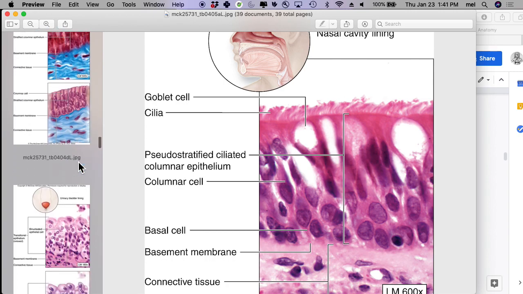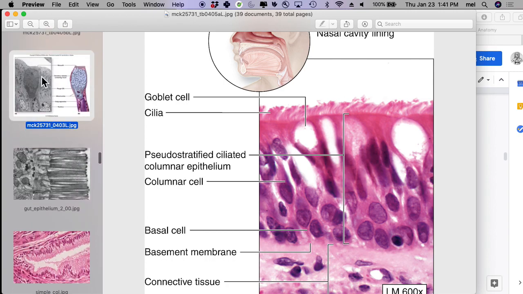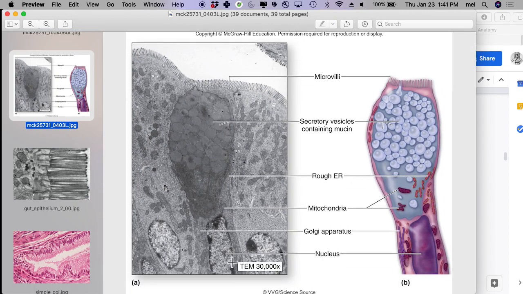Let me show you. Maybe this will reinforce it for you. What you're actually looking at in a goblet cell is this. Remember that nucleus is right there? It's not an empty cell. It's completely full. It's just full of bubbles that don't stain with that staining technique. So that's what you're actually looking at with a goblet cell.